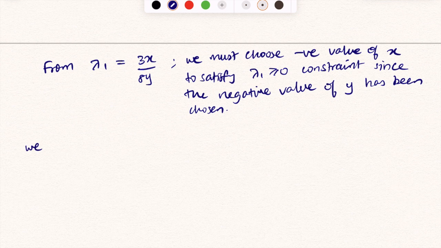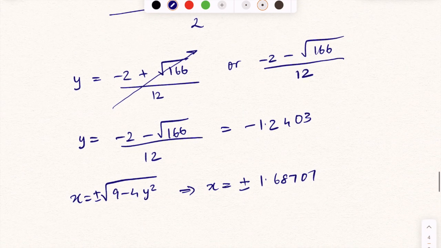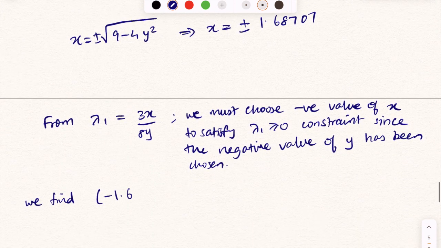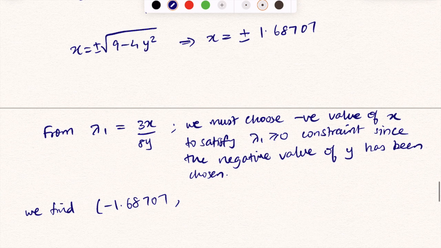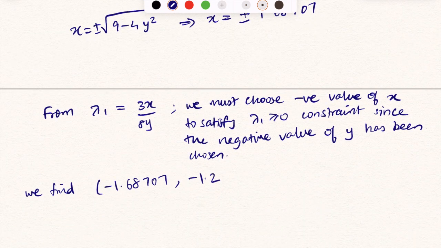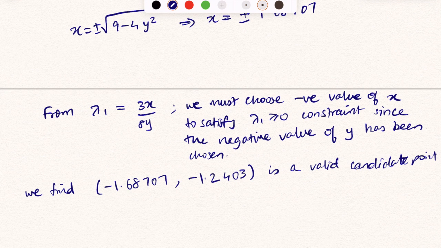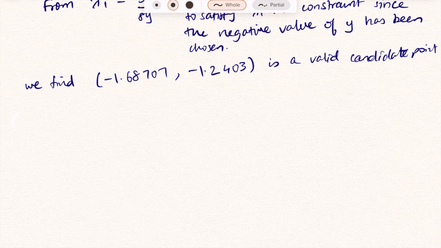So we find minus 1.68707, and then minus 1.2403 is a valid candidate. Now, of course, we found a candidate point in each of these first two cases. It's important to remember that we may find one candidate point, we may find more than one, we may find no valid candidate points. Let's look at case 3.